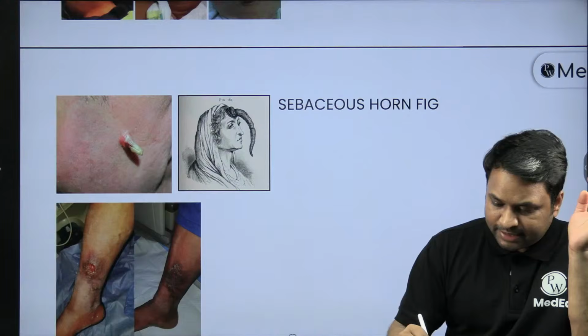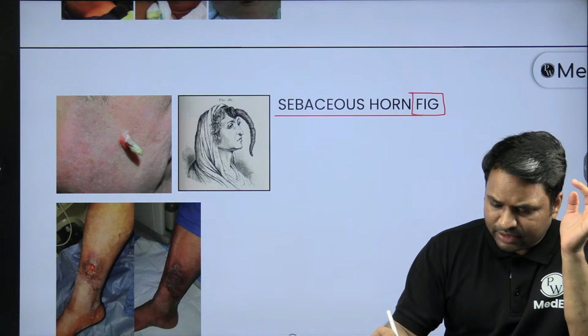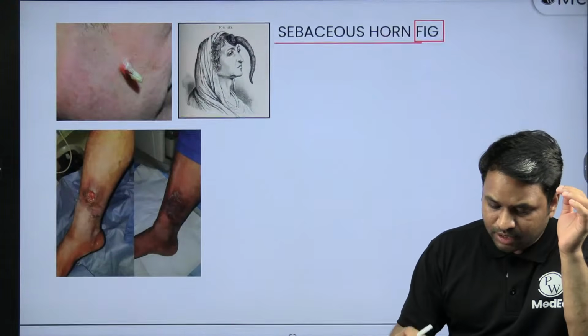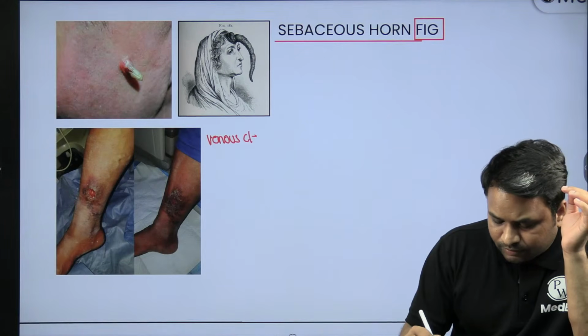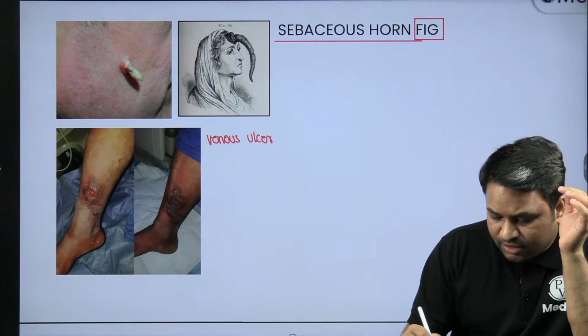This is what we call the sebaceous horn, and this is a very famous picture from Bailey and Love also. On the cover of Bailey and Love, you will find this sebaceous horn. This is your venous ulcer.